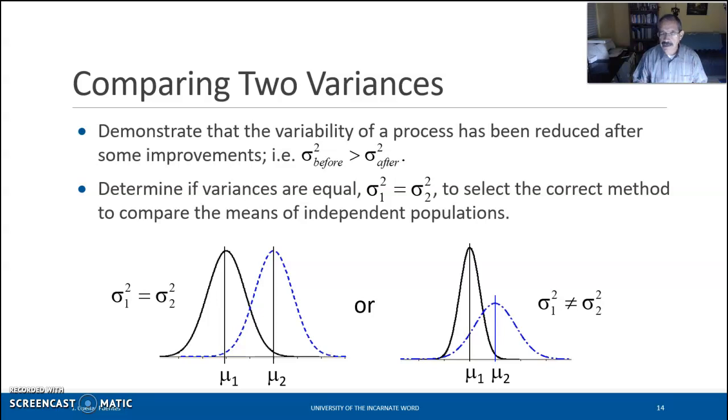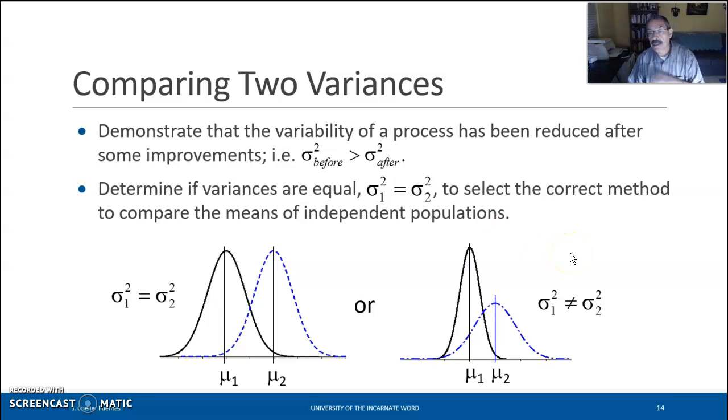Typically these tests arise from the need to demonstrate that the variability of a process has been reduced after some improvement. Generally we want the variance before being larger than the variance after, because after an improvement we expect the variance to be smaller. Another need that arises is when we want to select the correct method to compare the means of two independent populations.